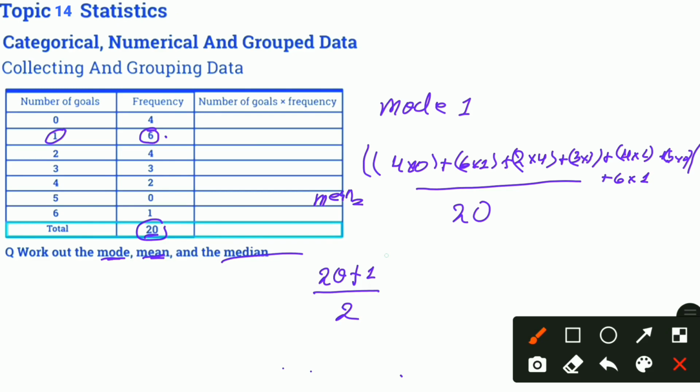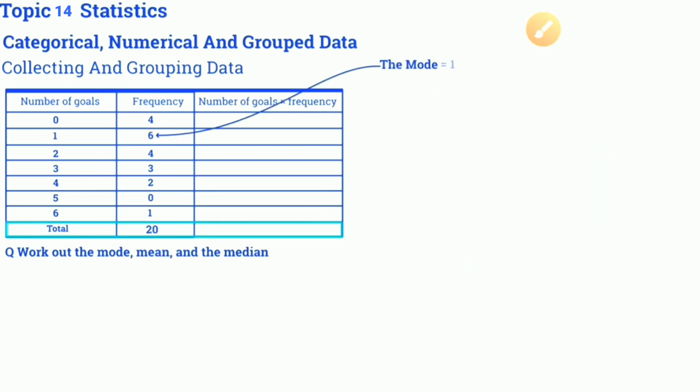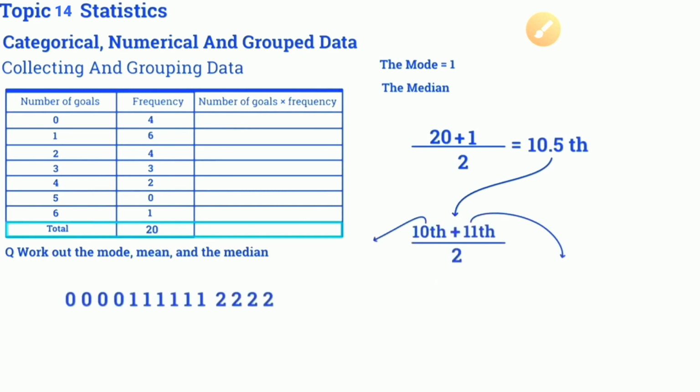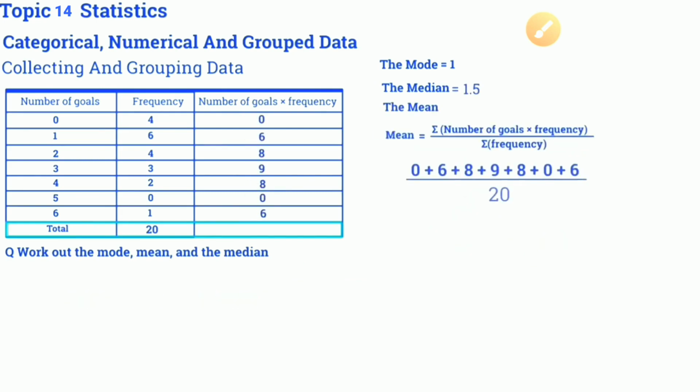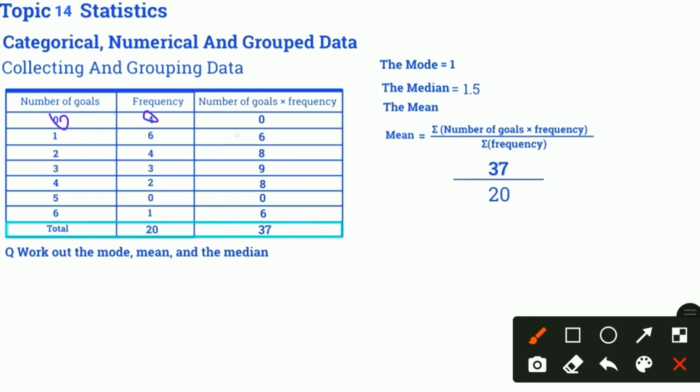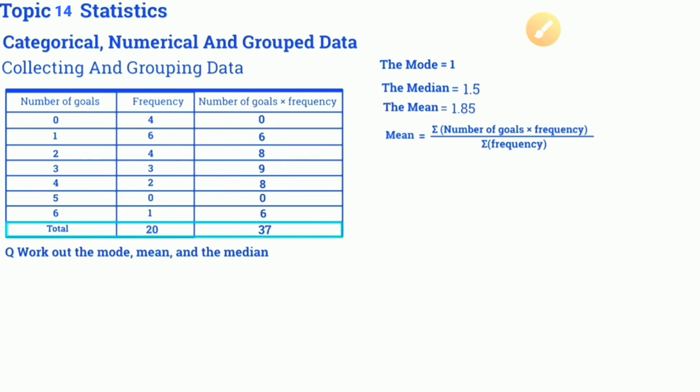As for the median, it's n plus 1 upon 2, so with 20 it's 10.5, which means the median is 1.5. And the mean: making the multiplications and then adding it up, this upon this, is 1.85. This is the mean and the median. Congratulations.